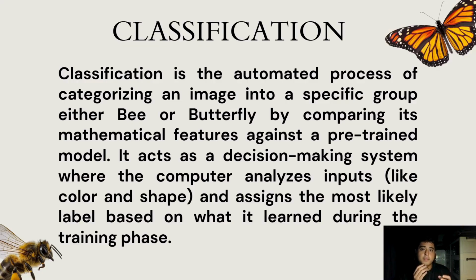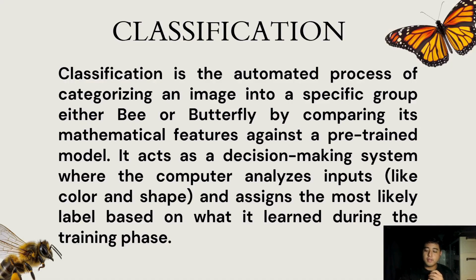So today I will present about the classification process that has been used in our group project. Classification is the automated process of categorizing an image into a specific group. In this case, our group is using bee and butterfly for our mini project. We are comparing their mathematical features against a pre-trained model. It will act as a decision-making system where the computer analyzes the input, like the color and the shape, and assigns the most likely label based on what it learned during the training phase.